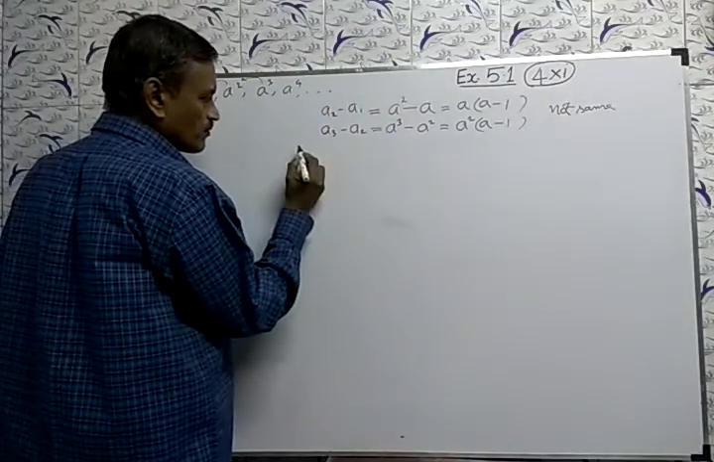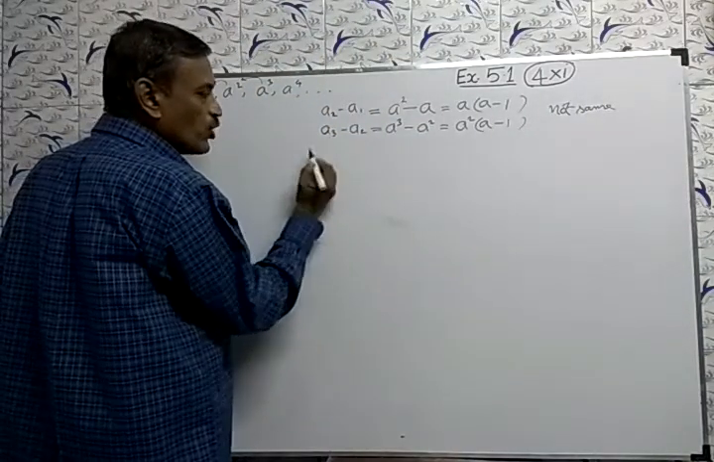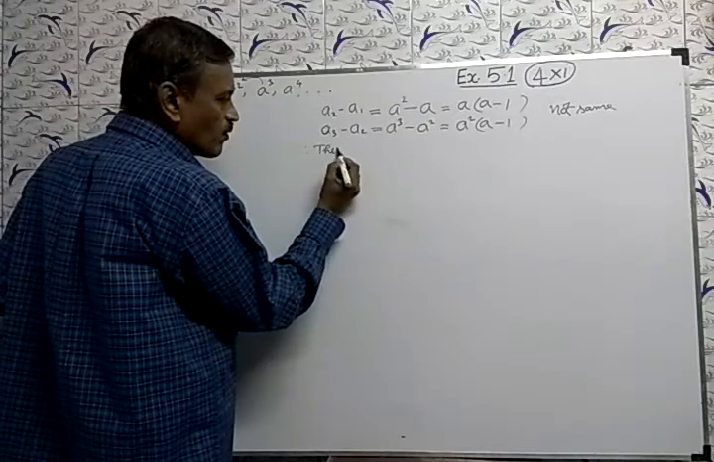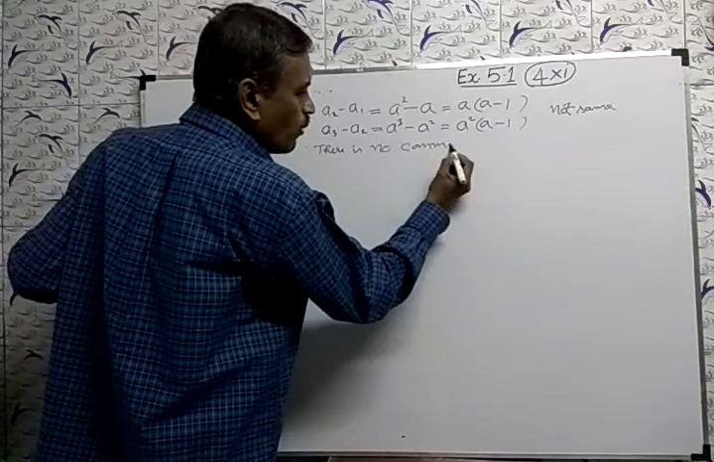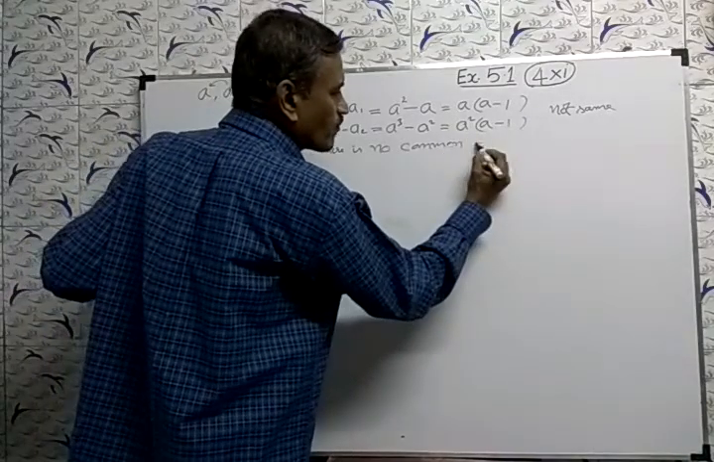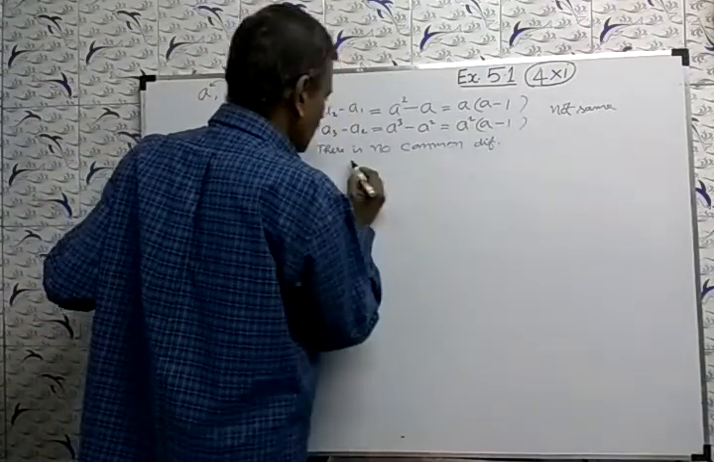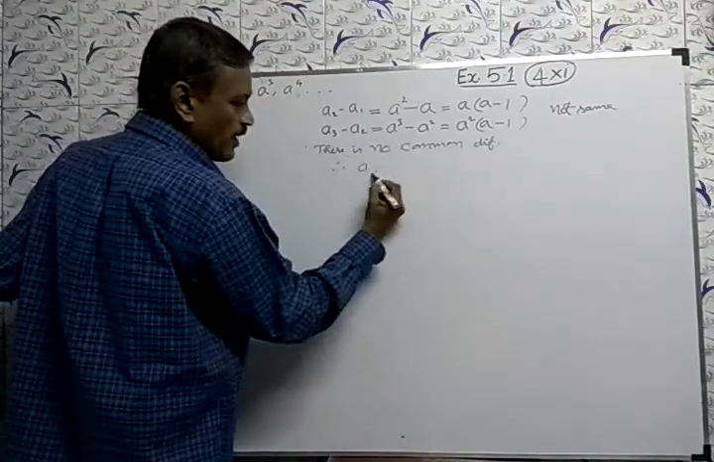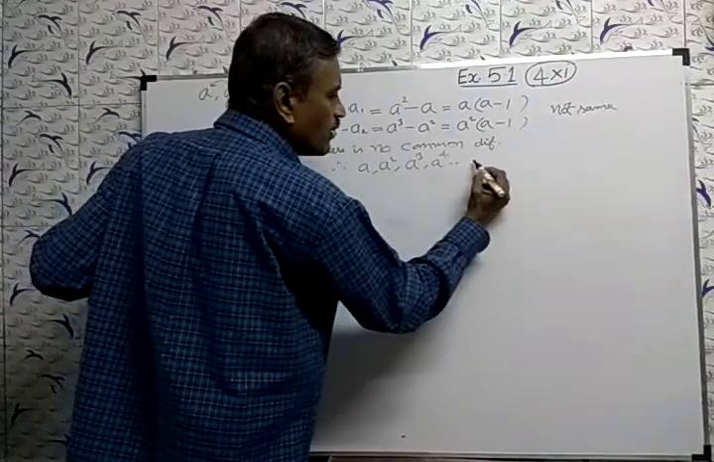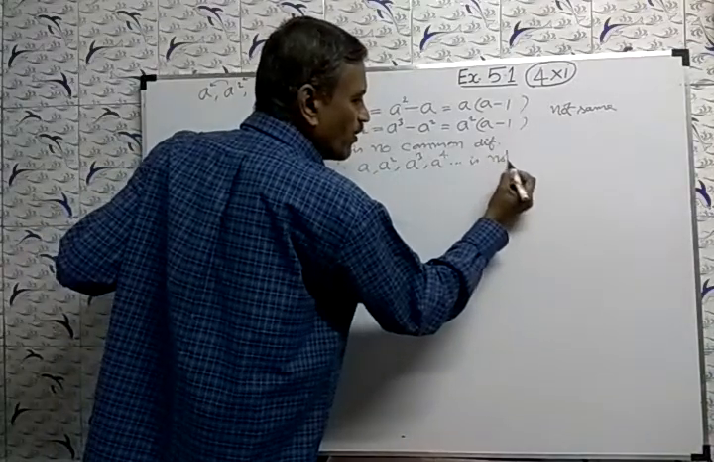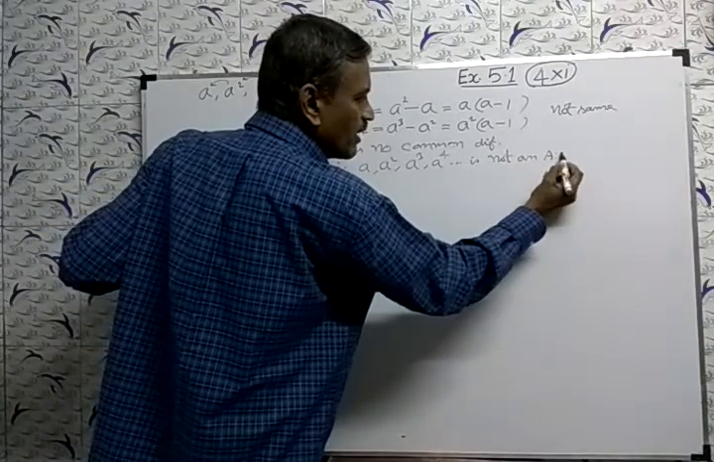Therefore, there is no common difference. There is no common difference. Therefore, A square, A cube, A power 4 is not an AP.